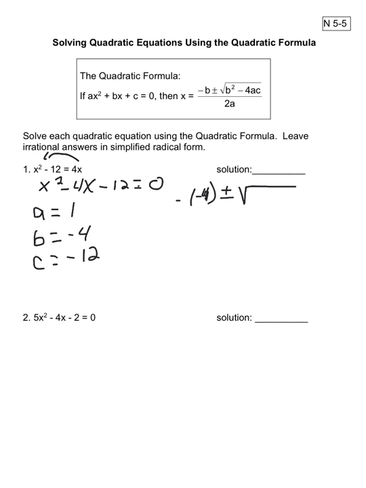Okay, following our formula, we have b squared. So our b is negative 4, close it. The squared has to go outside. Minus, that's a minus sign. 4, parentheses, A is 1, C is negative 12. Okay, all over 2 times A, which is 1.